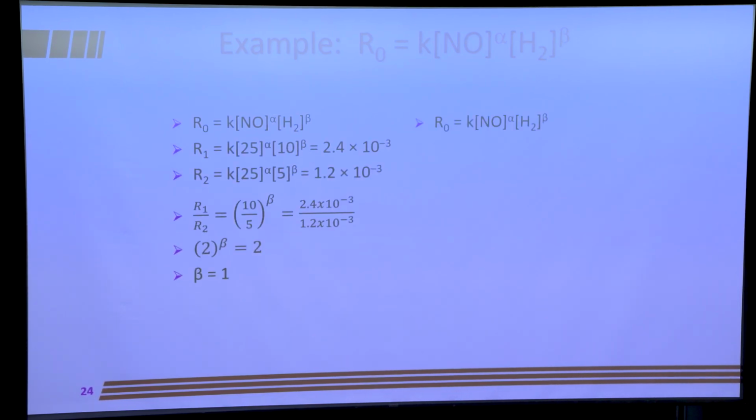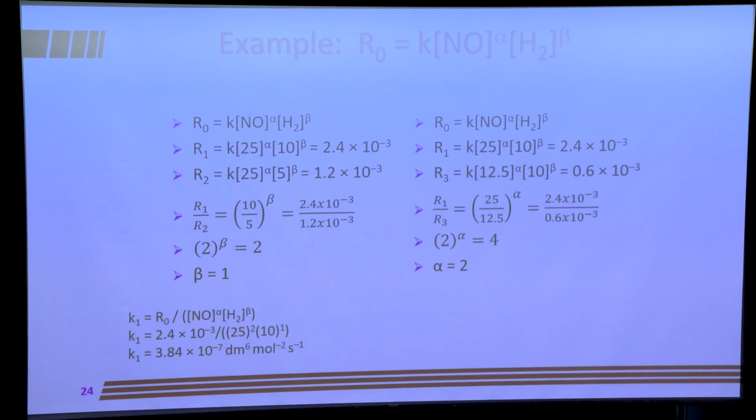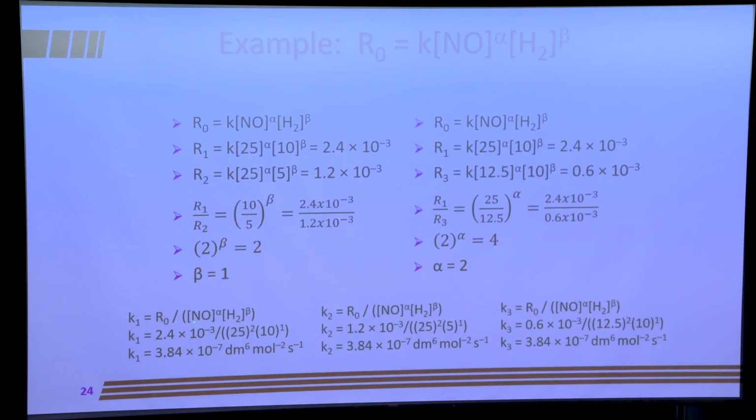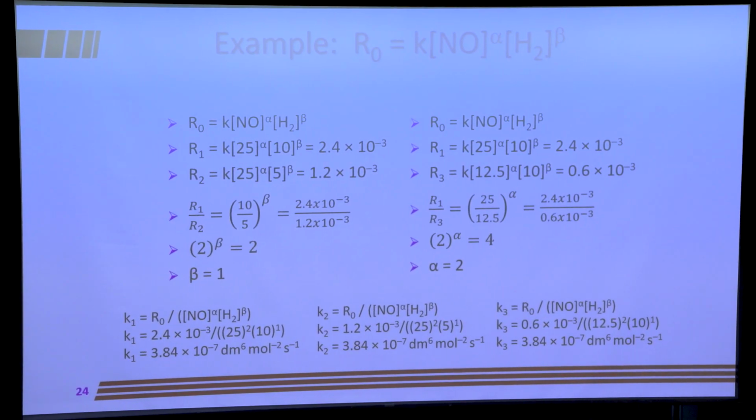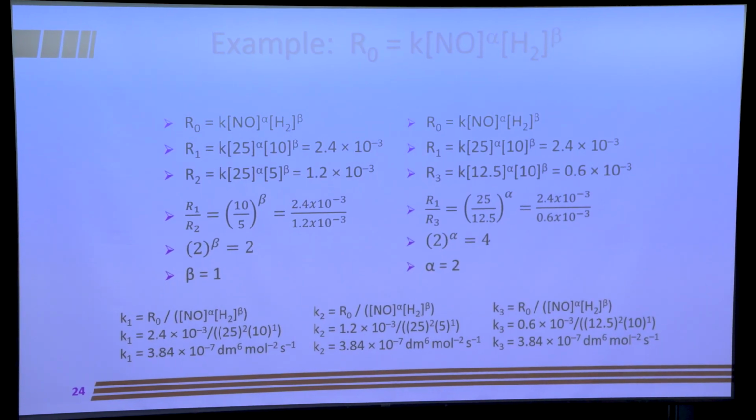Okay, I've done it out there for you. And the rate constant is always 3.8 times 10 to the minus 7 decimeter to the power of 6 per mole squared per second, assuming that the concentrations are in moles per decimeter cubed. Okay, so I'm just assuming that the concentrations are mole per decimeter cubed and the time is seconds. And you can see in all cases you're getting the same rate constant, which you should, because it's constant.